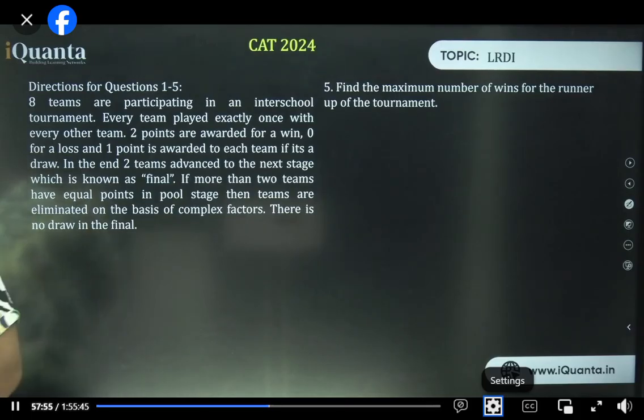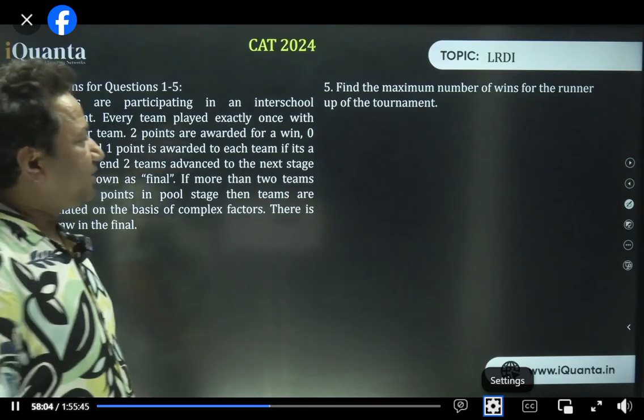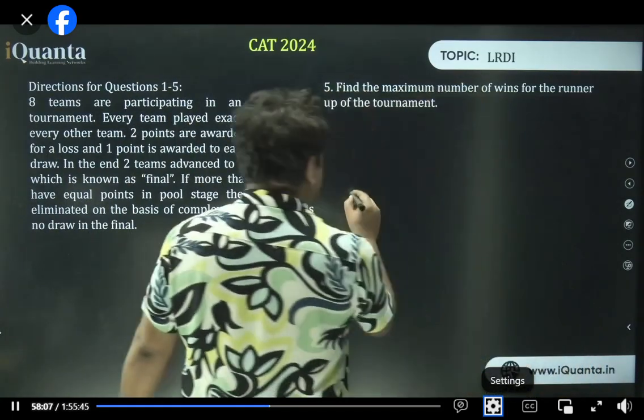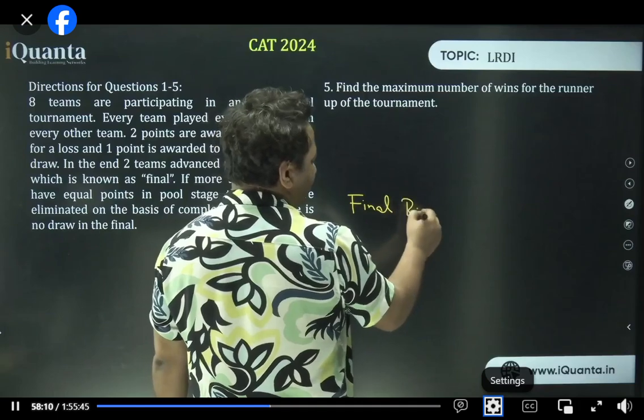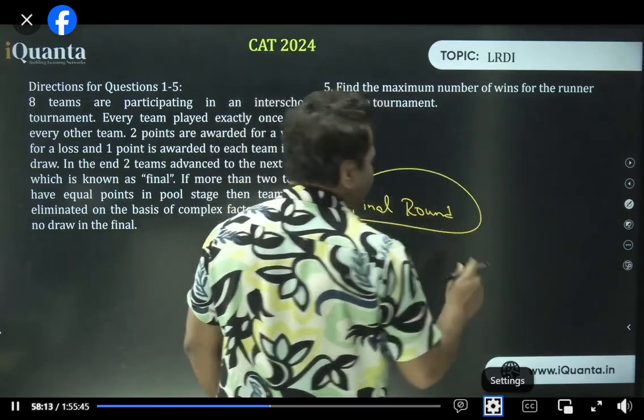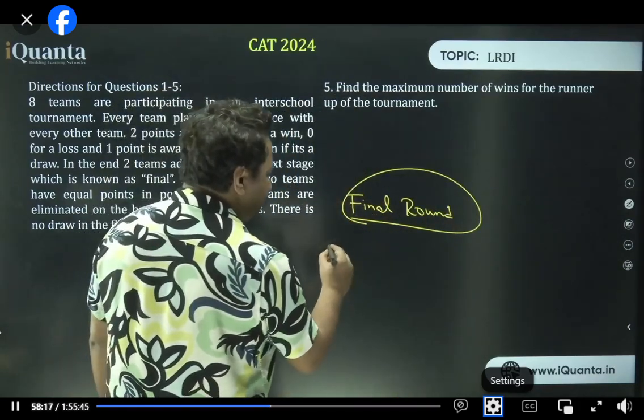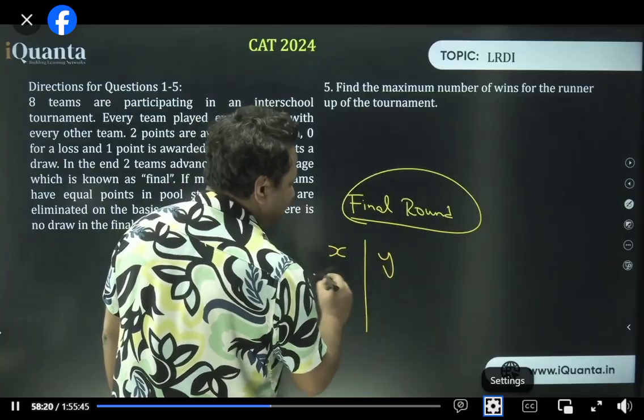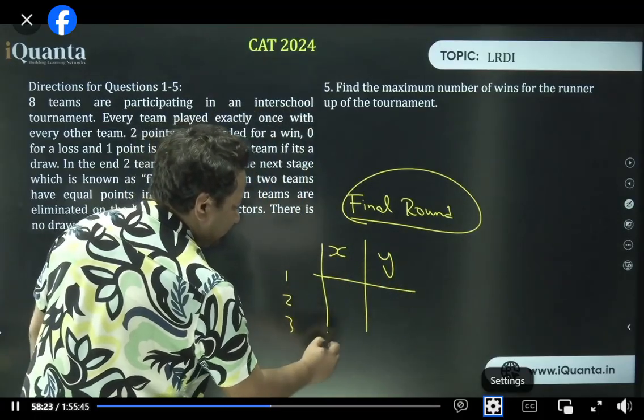Okay, so here people are giving the answers. 7 wins, some are saying 8, some are saying 3. Maximum wins. Okay, tell me something. If it is maximize, so let's talk about the final round first of all. In the final round, what is going to happen? Let us assume teams X and Y are playing. Match 1, match 2, match 3.